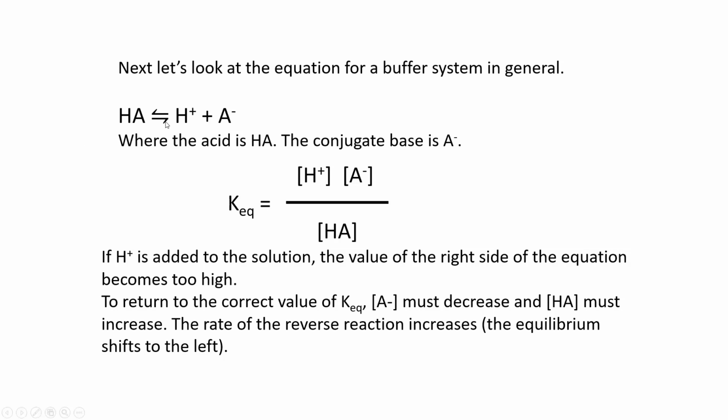Okay, let's see if that makes sense. Yes, if a hydrogen ion is added, then it has a higher probability of colliding with A minus, the anion, and therefore you're going to have an increase in the backward reaction rate. So you'll have more of this HA being formed. So yes, that all makes sense. You basically can look at it both ways, and they both are consistent.